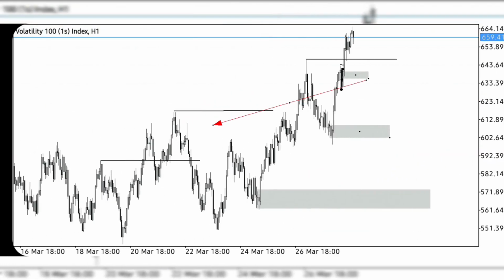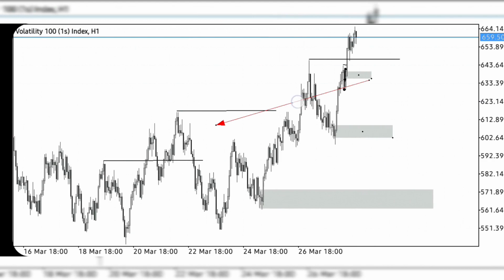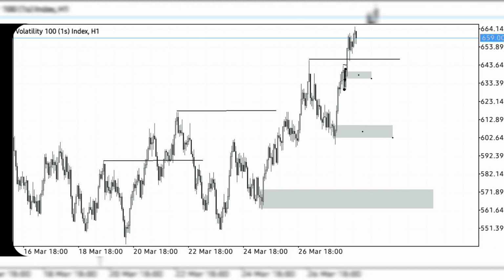So this is just my view on volatility 101s. You can also do your analysis based on your strategy, based on what works for you. So that's going to be all for now, guys.